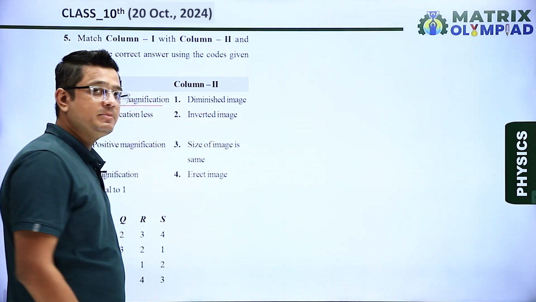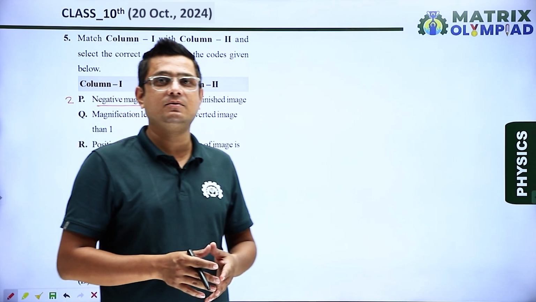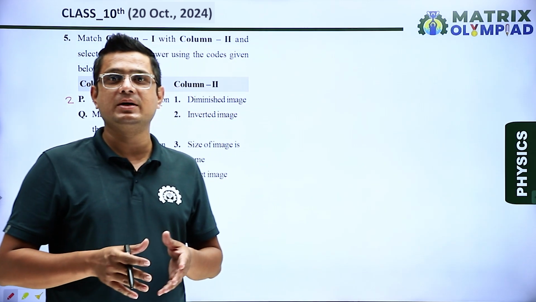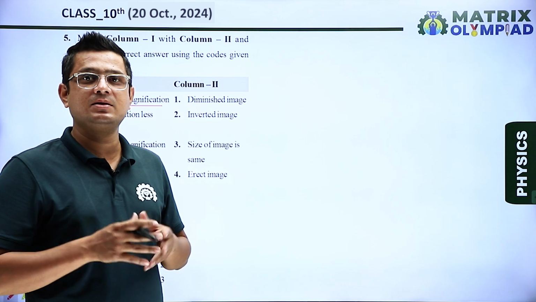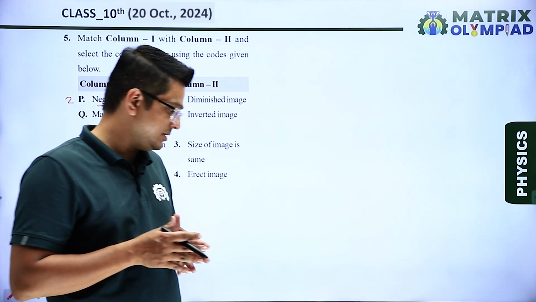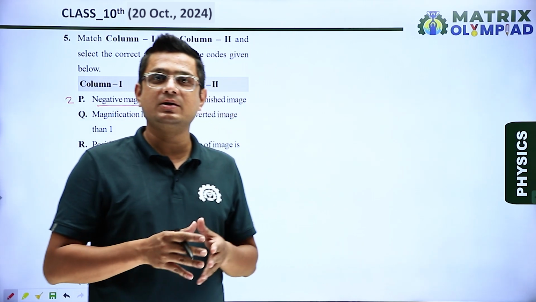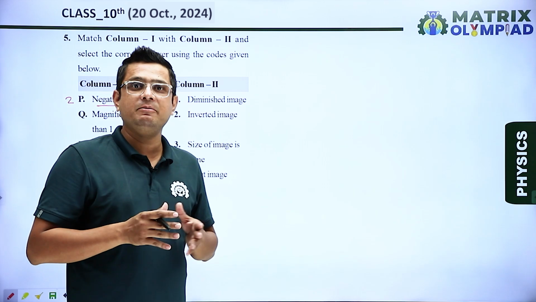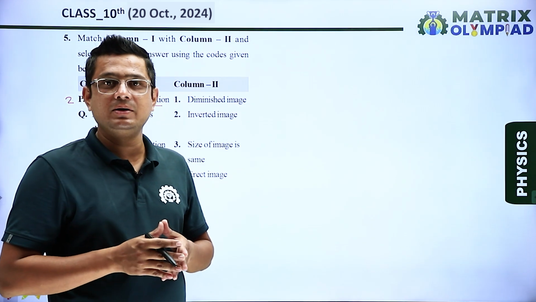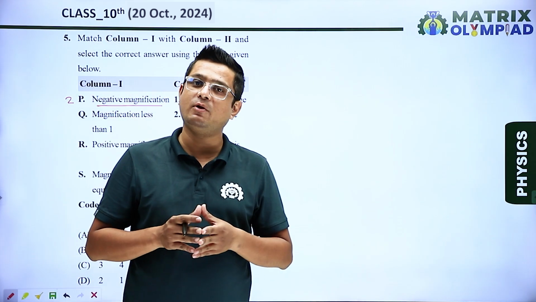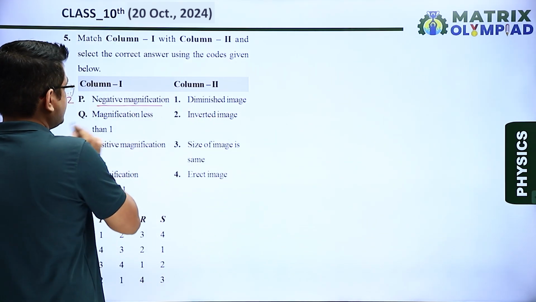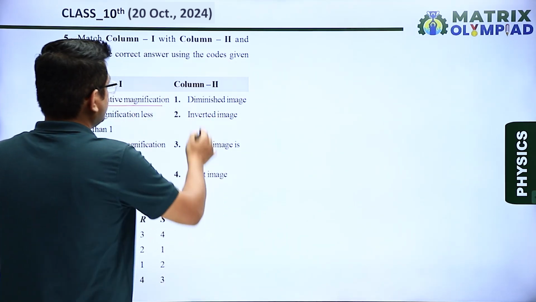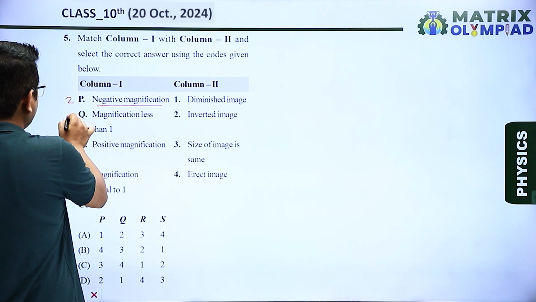Magnification less than 1. What is magnification? It tells what is the size of image compared to object. Okay, if its value is more than 1, that means the size of image is larger. If it is less than 1, that means the size of image is smaller than the size of object. Negative means the image formed is real and inverted. Positive magnification means the image formed is virtual, that means erect. Okay, so magnification less than 1, that means diminished image, so I will write 1.